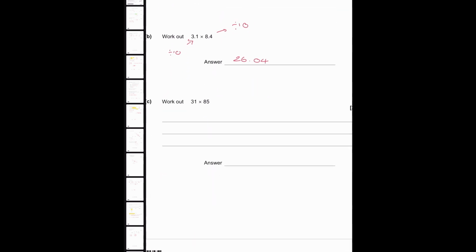For part B, we are given 3.1 times 8.4. Both of our numbers from the top have been divided by 10. This means that we need to divide the 2,604 by 10, but not once, twice, since we divided two numbers by 10. That gives us 26.04. Finally, the last part asks us to work out 31 times 85. Since we know 31 times 84 is 2,604, we simply need to add an extra 31 onto our answer. If we do this, we get 2,635.